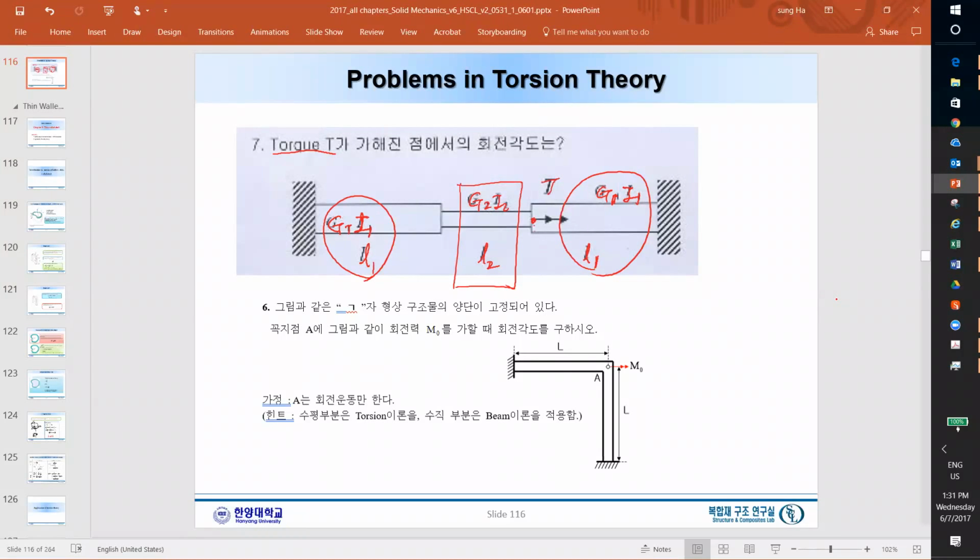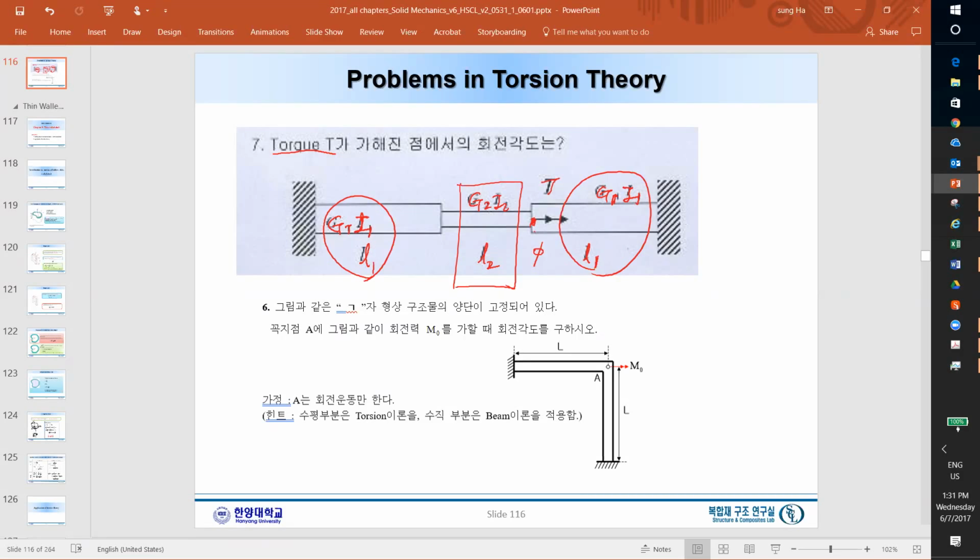And now, how much angle does it rotate where we apply this torque? Okay, that's the problem, that's the question. Please try to solve it yourself, and I hope to discuss it tomorrow.